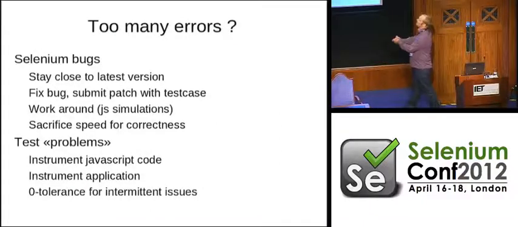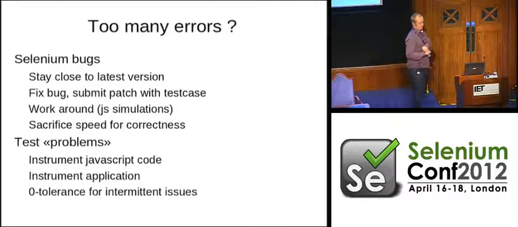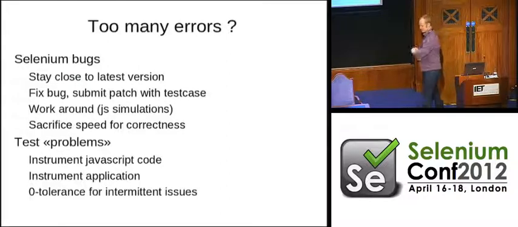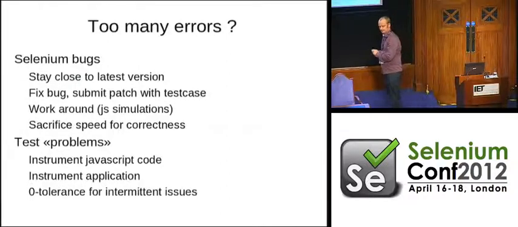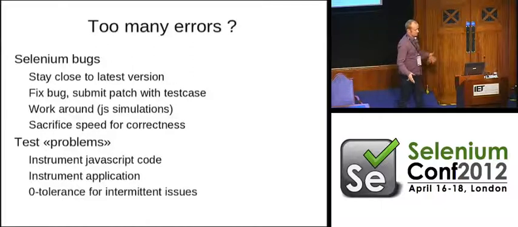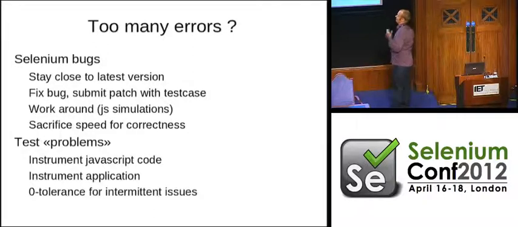Now there's the obvious thing of too many errors, and there's Selenium bugs. And as we usually say in the issue tracker, when someone reports a bug against version 2.14, we're not going to fix that. You need to go closer to the latest version, because we've done 1,000 things since then. And that's just wasted time. It's a consequence of open source, I think. So I advise you to stay close to the latest versions.